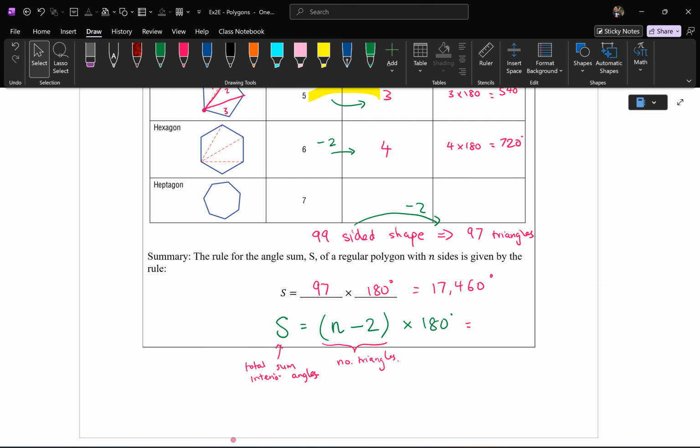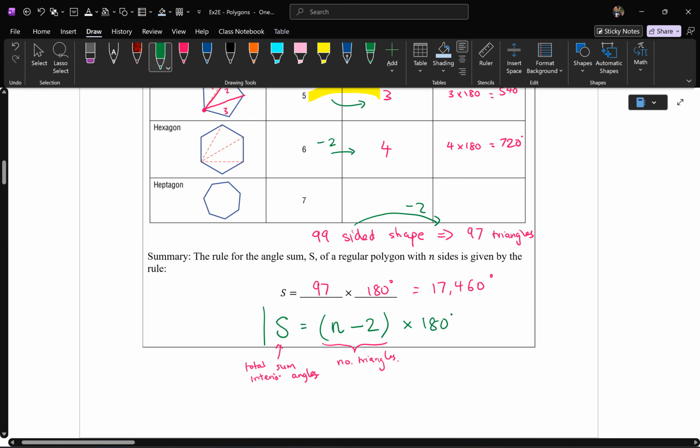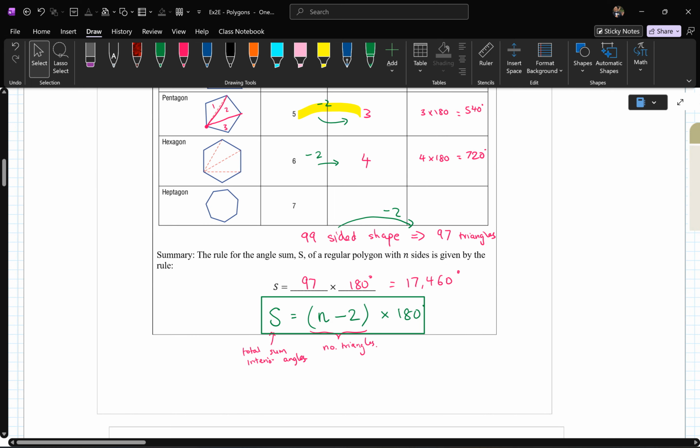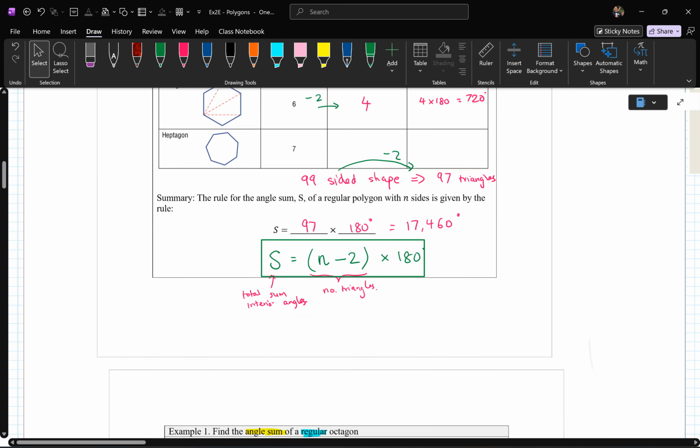Okay, so make sure to copy that rule down. S is equal to n minus 2 times 180 degrees. The logic to it is: find the number of triangles, and we found the pattern is always 2 less than the number of sides, times 180. So far so good. Copy it down and then we'll flip over the page to do some problems together. Here we go, 3, 2, 1, let's flip over.